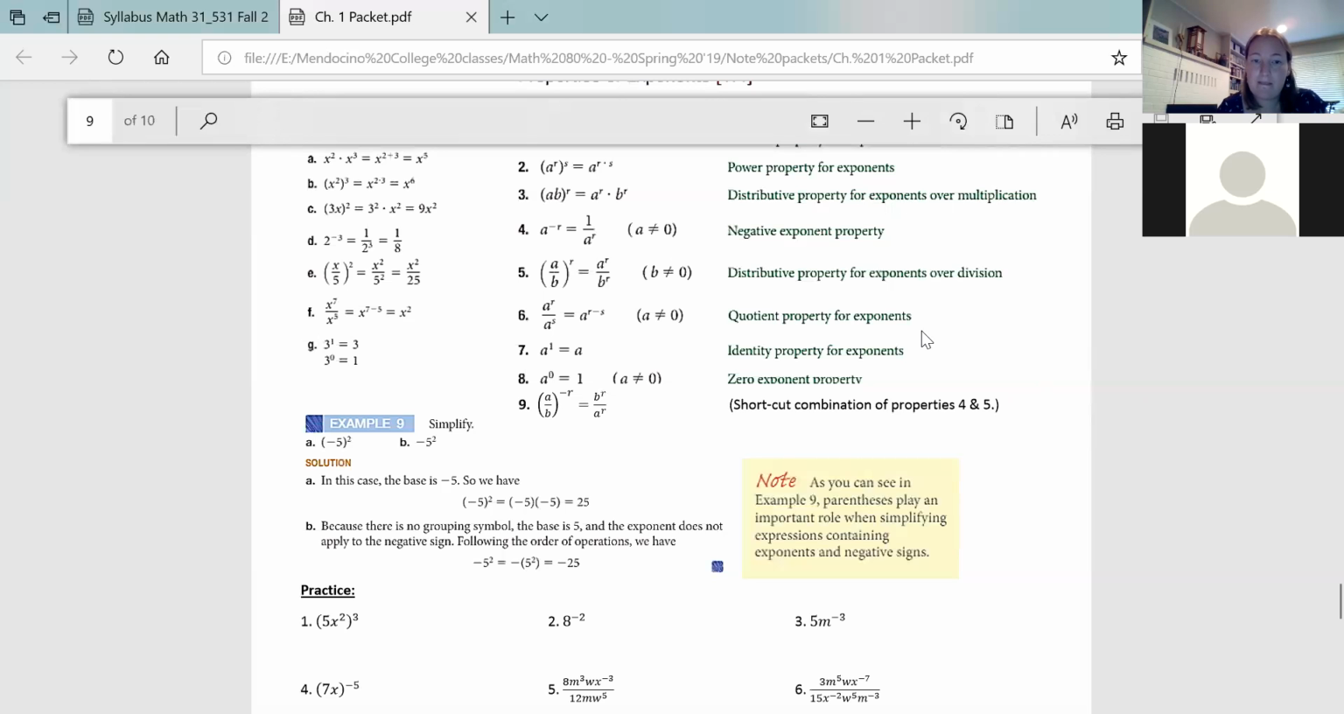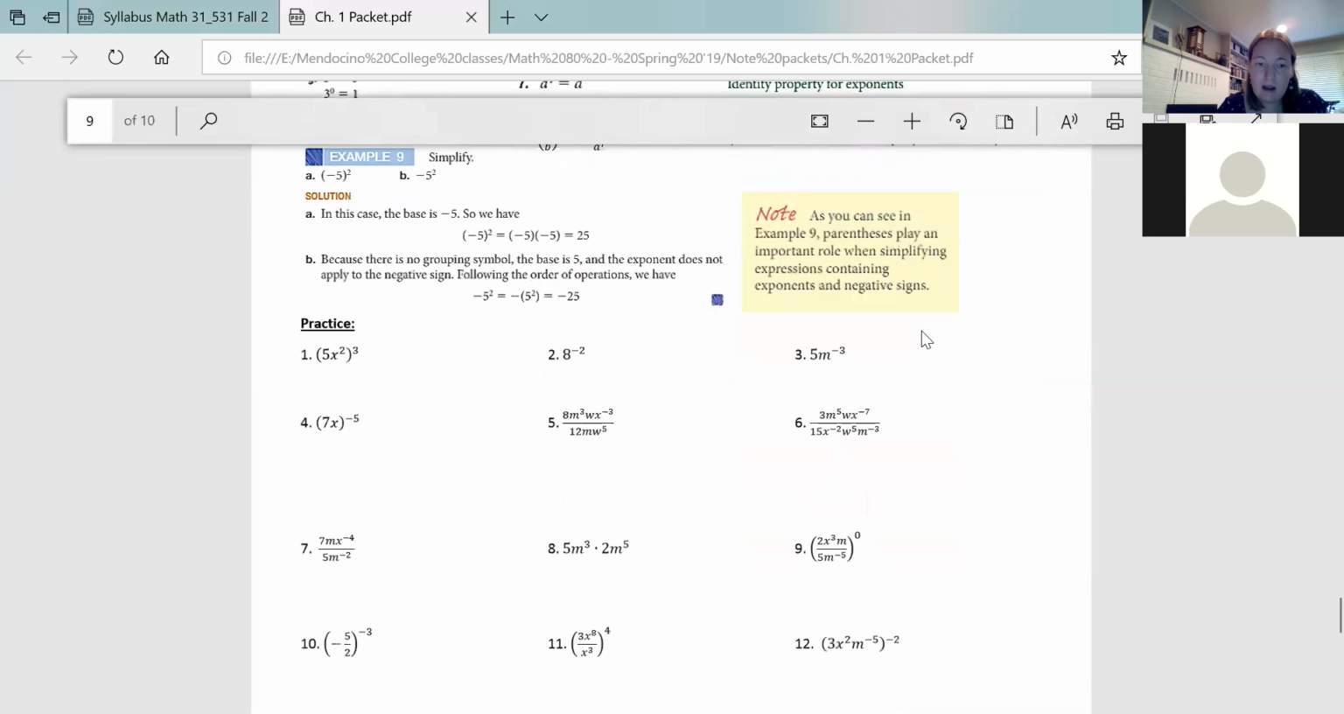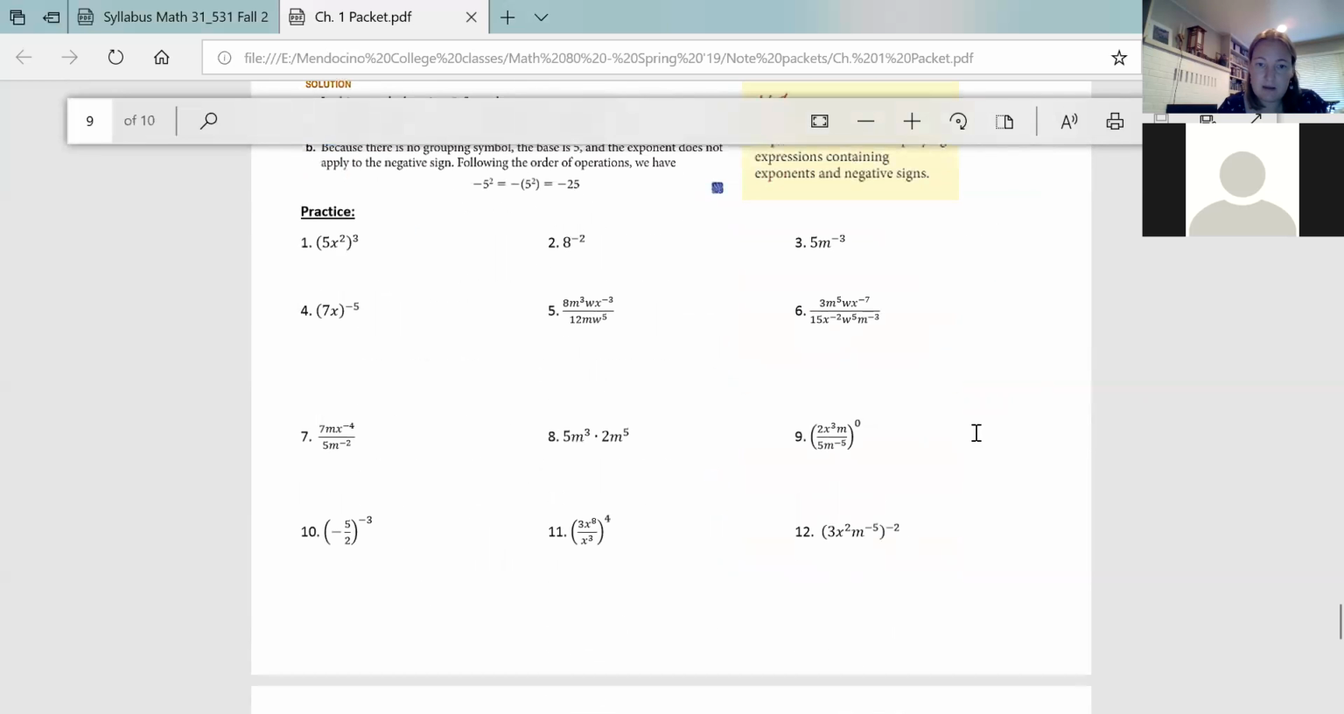Because two negatives. Okay, that makes sense. Okay. And I did include into Canvas some practice problems on a worksheet.